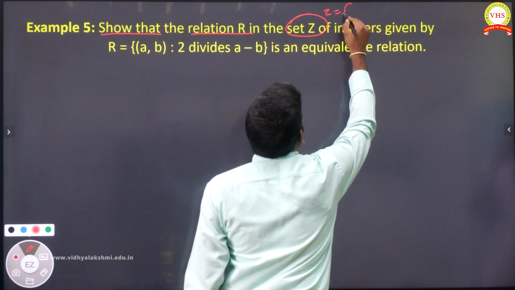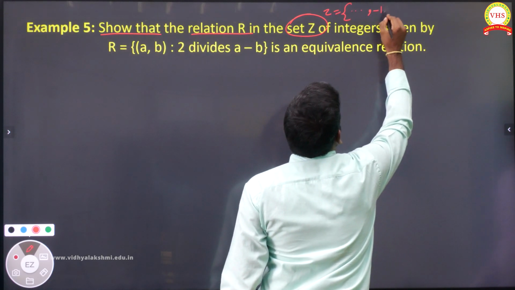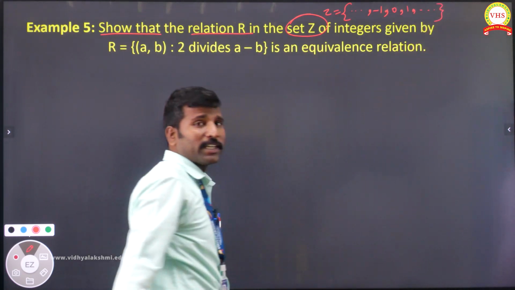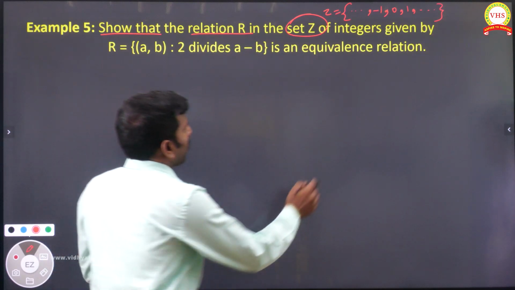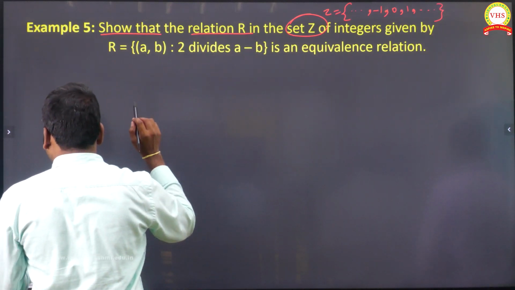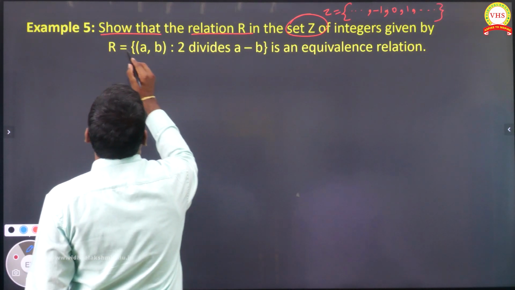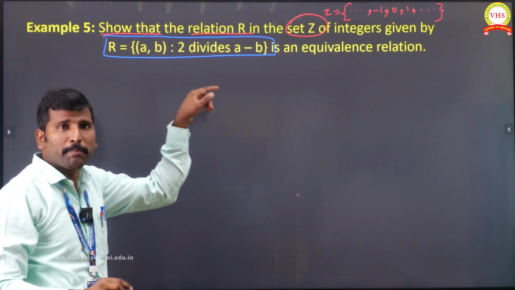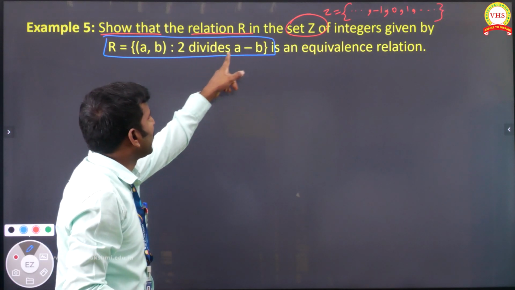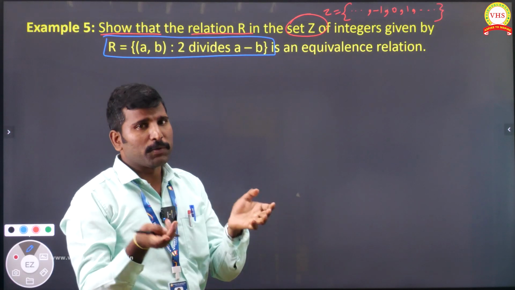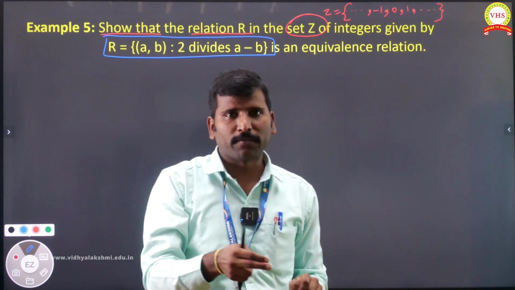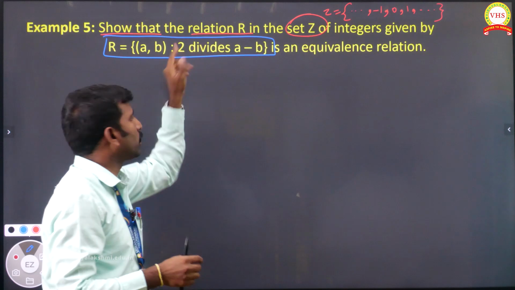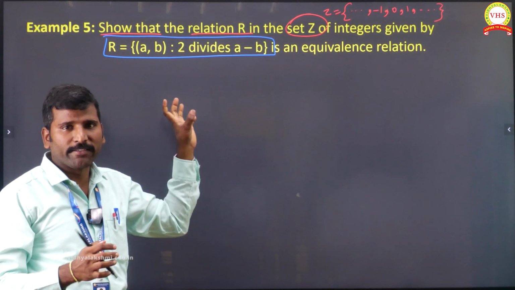Then Z, in the sense, we know that it has negative 1, 0, plus 1, and it goes on. R is given very clearly here. R is (a, b) such that 2 divides a minus b. Means when you subtract the 2 terms in the relation, the subtraction should be divisible by the number 2. That is the given condition.